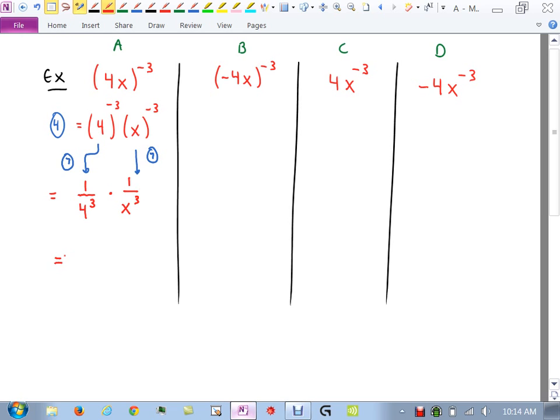And at this point, we have positive powers, don't we? We just need to put these together. So these are being multiplied, so multiply straight across. What's 1 times 1? 1. Hey, 4 cubed. 4 times 4 times 4. 64. And then x cubed, that's just x cubed. And we are done. See that?